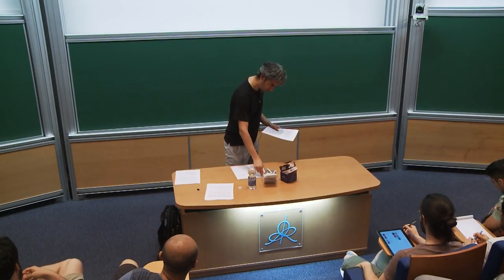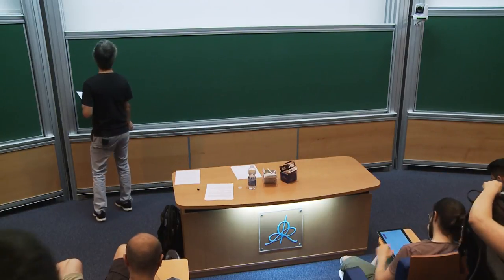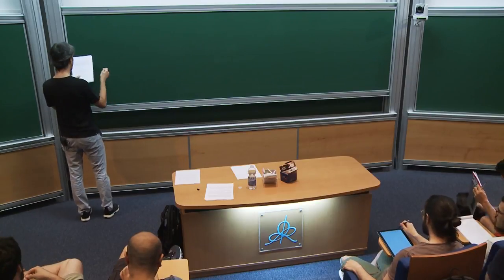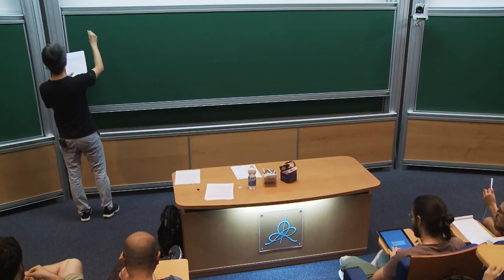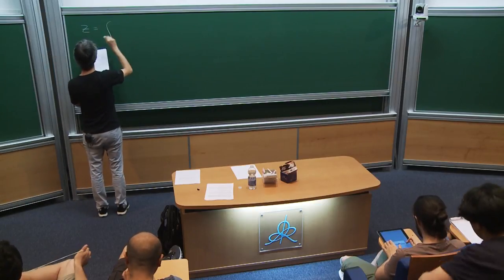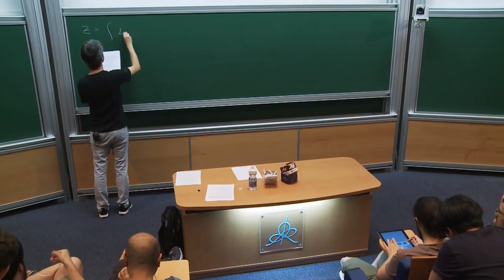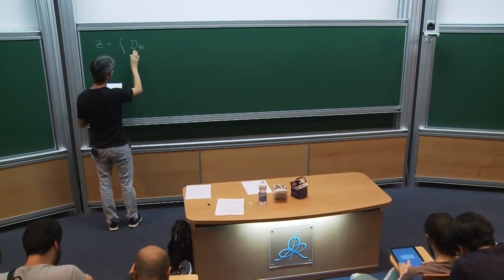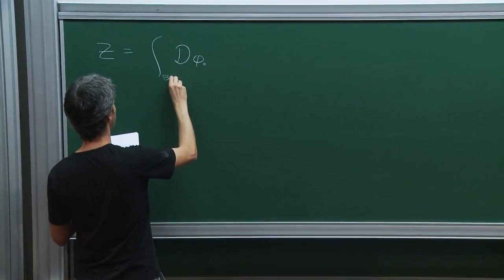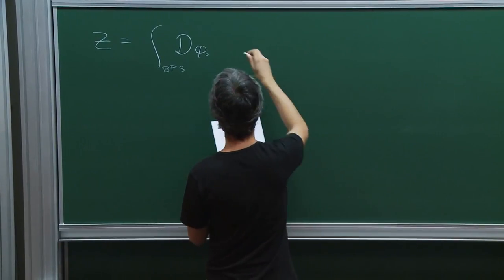So yesterday we wrote the localization formula, which will be essentially the hero of my next lectures. And so the formula says that the partition function reduces to an integral over a subset of field configurations. Let me put this label BPS, and I will explain in a minute what I mean.